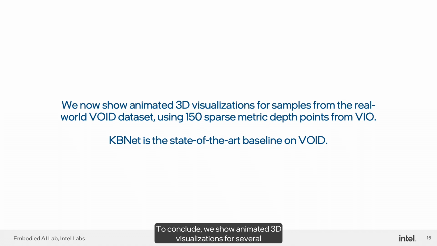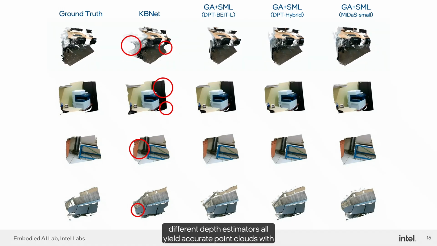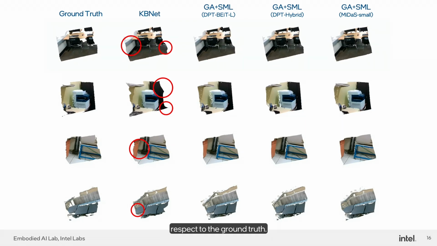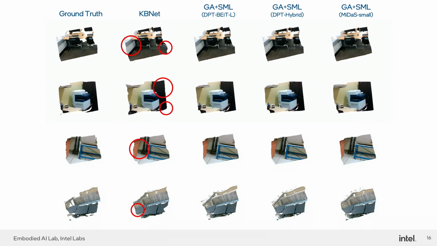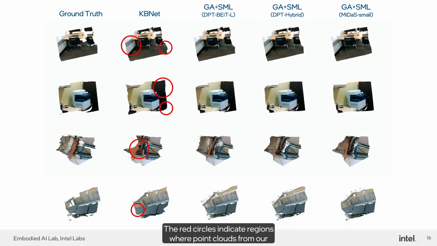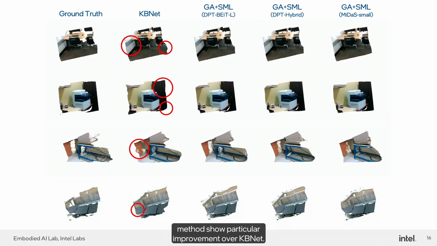To conclude, we show animated 3D visualizations for several samples from the VOID dataset. The prior state-of-the-art KBNet serves as our baseline. Variants of our pipeline with different depth estimators all yield accurate point clouds with respect to the ground truth. The red circles indicate regions where point clouds from our method show particular improvement over KBNet.